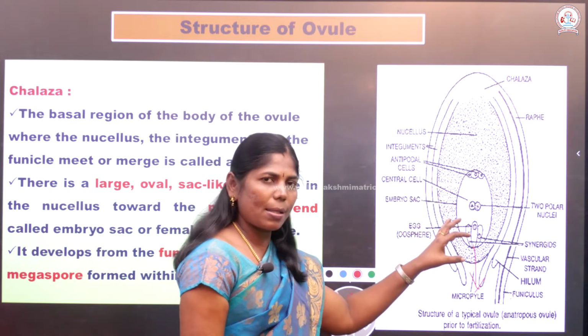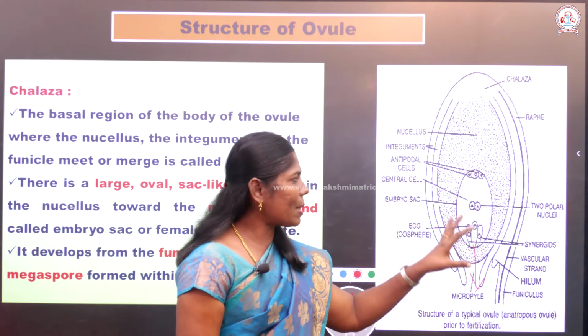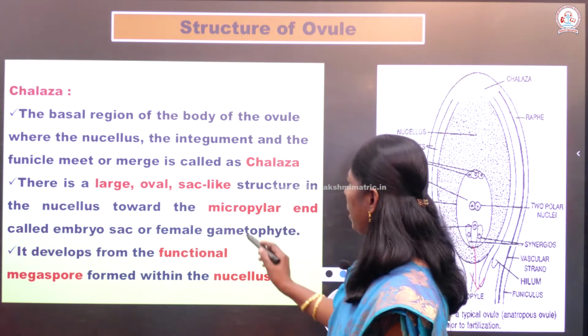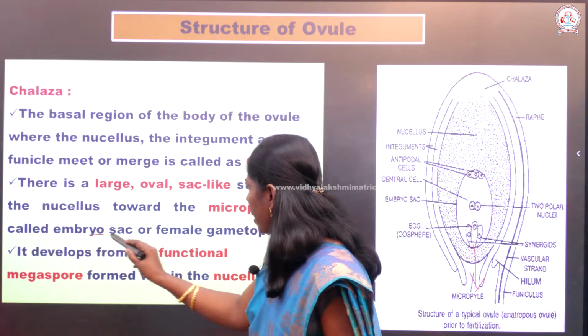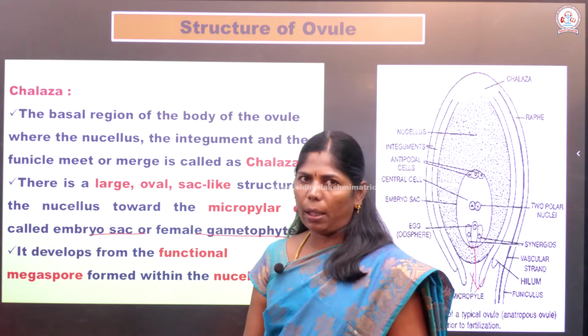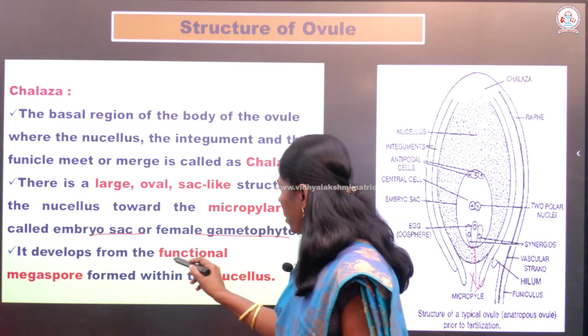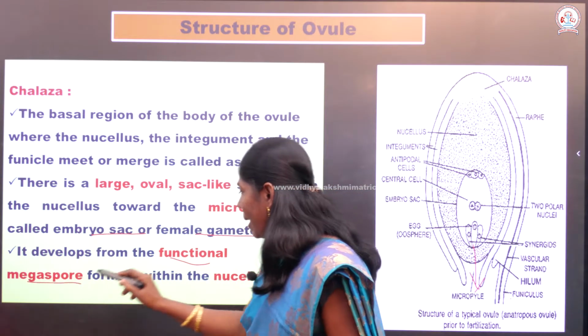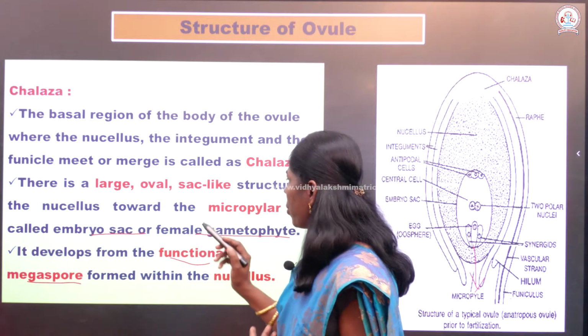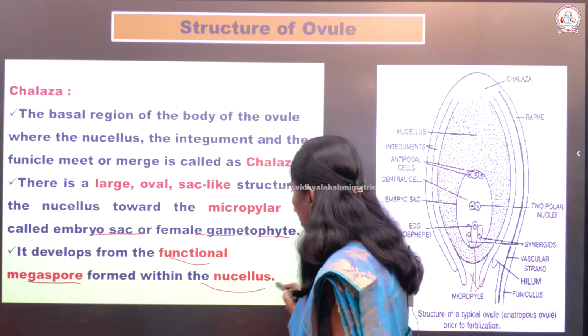The embryo sac consists of 8 nuclei, the 7-celled stage. It develops from the functional megaspore. The embryo sac, or female gametophyte, lies towards the micropylar end. Where does the embryo sac form from? It develops from a functional megaspore that is formed within the nucellus.